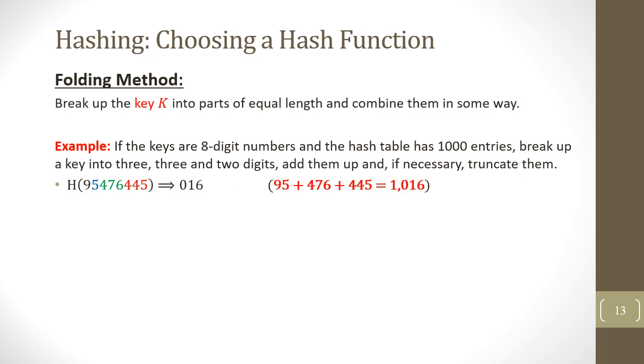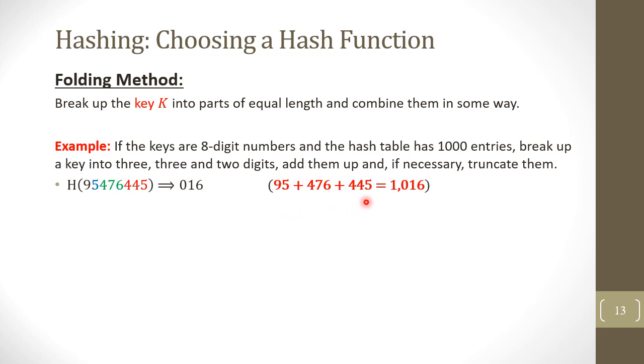The next is the folding method, in which we break the key into parts of equal length and combine them in some way. For example, if the keys are 8-digit numbers and the hash table has 1000 entries, we can break the key into 3-digit parts, add them up, and if necessary, truncate them. Let's have a look at this example. We have an 8-digit number. We break them into 3 parts of 3 digits. Since 8 cannot be divided equally into 3, one of the parts has to be of 2 digits.